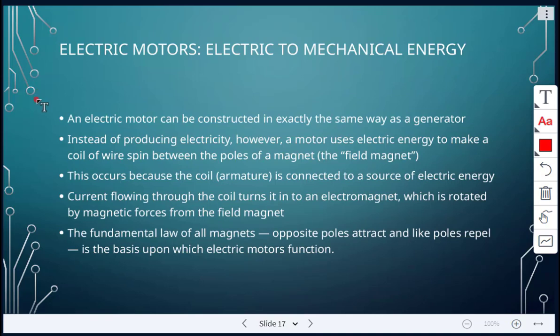So electric motors can be constructed the same way as a generator. Instead of producing electricity, a motor uses electric energy to make a coil of wire spin between the poles of a magnet, which is the field magnet. And that's occurring because the coil, which is the armature, is connected to a source of electric energy. Current that's flowing through the coil turns it into an electromagnet, which is then rotated by magnetic forces from the field magnet. And then the fundamental law of all magnets is that opposite poles attract, like poles repel, and that's the basis upon which electric motors will function.